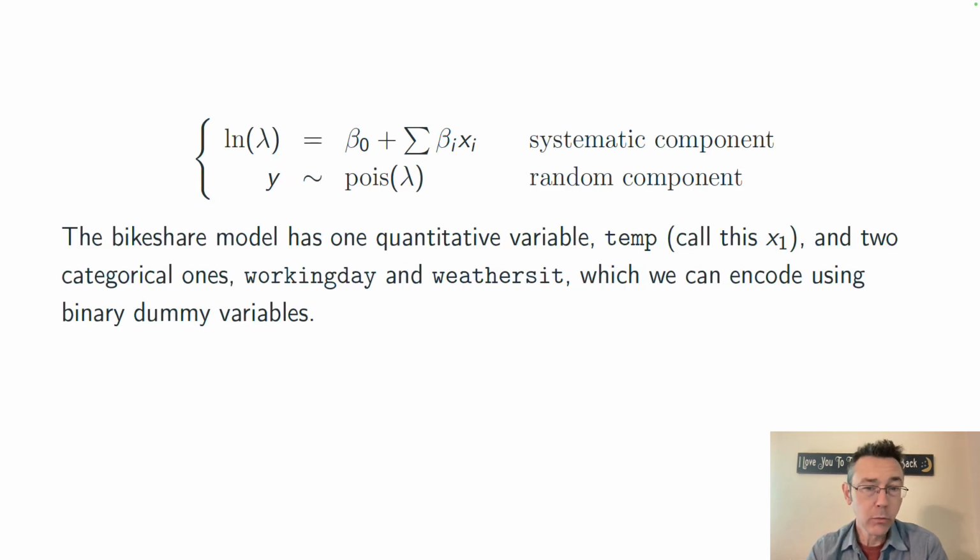The thing I really want to talk about here is that in this example, we have one quantitative variable, temp, which I'll represent as x1, and two categorical variables, working day and weather sit. And so I want to clearly state how we're going to encode those in our model for at least two reasons, one of which is that we'd like to understand what we're doing always.